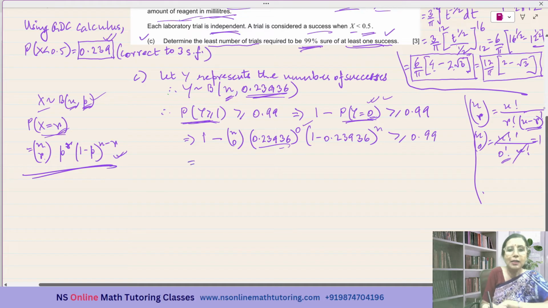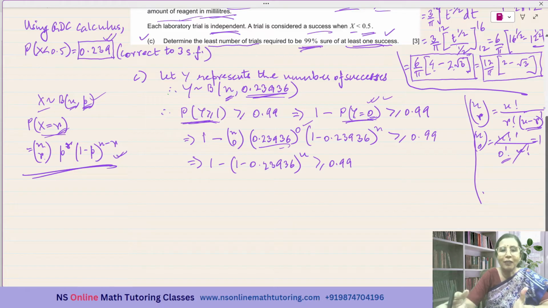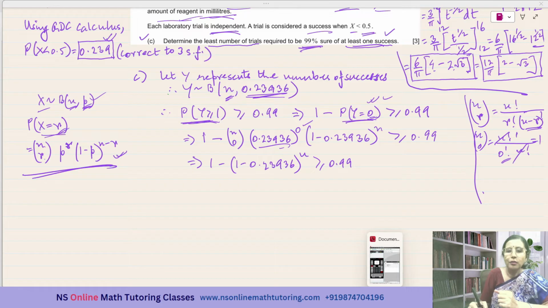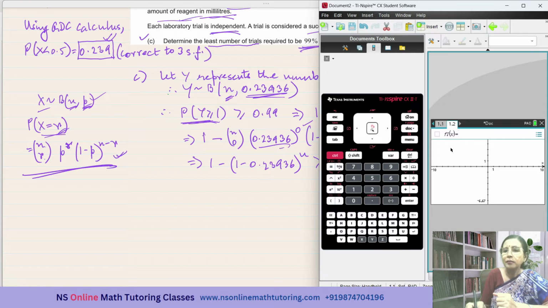So this is nothing but 1 minus 0.23936 to the power of n is greater than or equal to 0.99. Now we have the calculator. Of course, we will be using the calculator, and I always prefer the graphs. You can use the nsolve as well, but if you use the nsolve, you have to take the equality side. But I will be using the graphs. So I can go to this part and take the graphs.